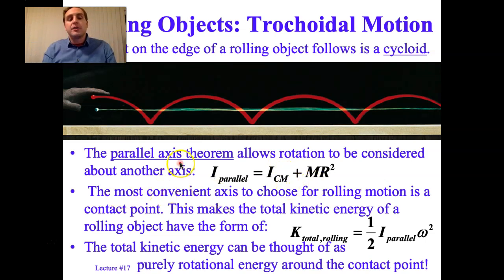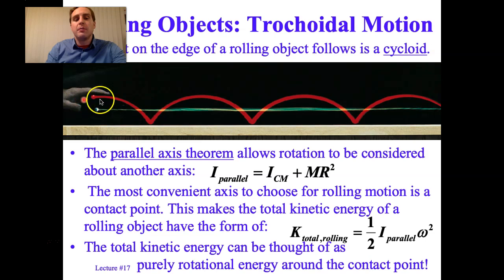Okay, now if we use that parallel axis theorem for a rolling object and we allow this point on the edge of the rolling object to be our new rotating axis, that's what we're going to call here the contact point. This makes the total kinetic energy of a rolling object have this form. Kinetic energy total of rolling is 1/2 I parallel, where I parallel is the moment of inertia about this parallel axis, times omega squared.